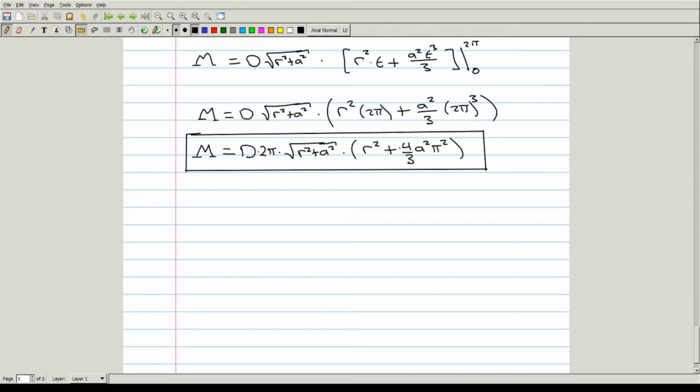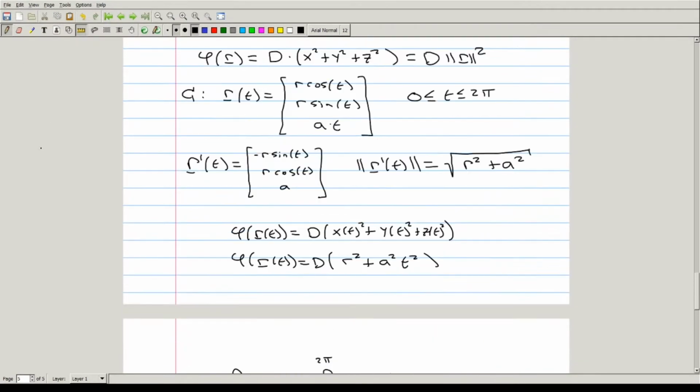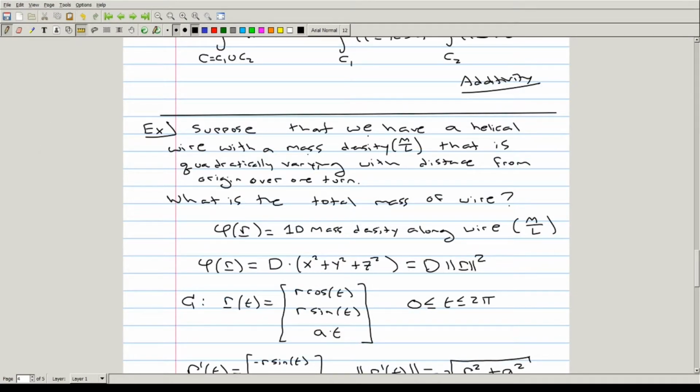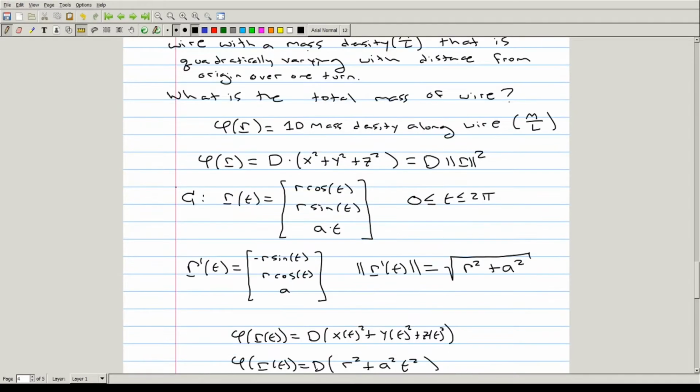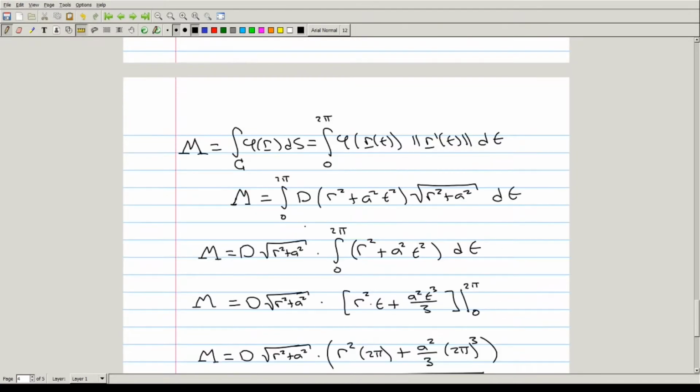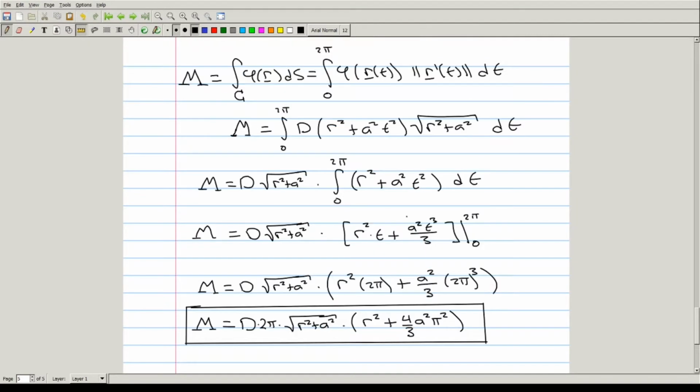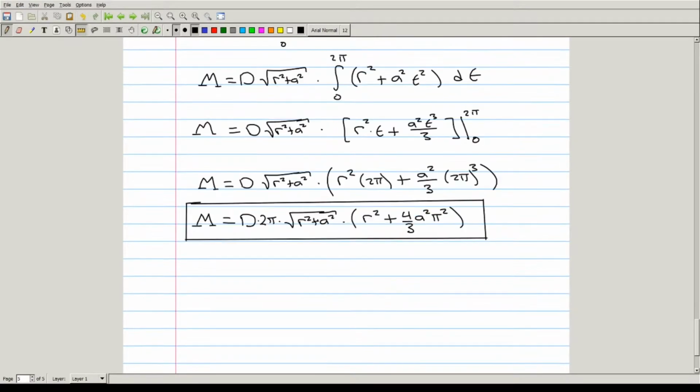This formula will give you the correct mass of the helix with this special density function. It's a density function that varies quadratically with distance from the origin, and you can use this formula over any number of turns that you want. You just have to change the bounds of integration. So if you want to go one full turn and a half, you'd have to go from 0 to 3 pi, and so on and so forth.